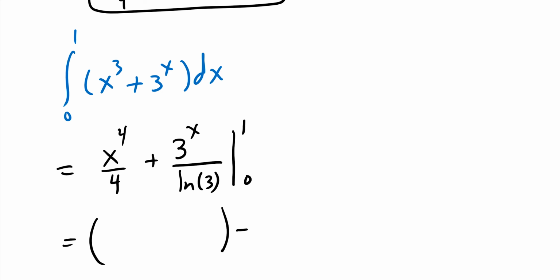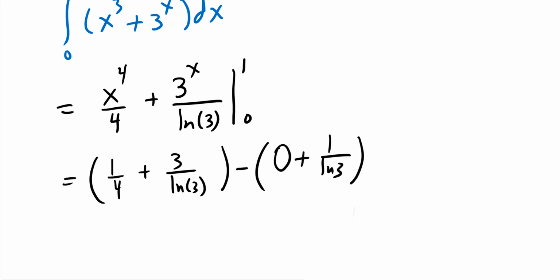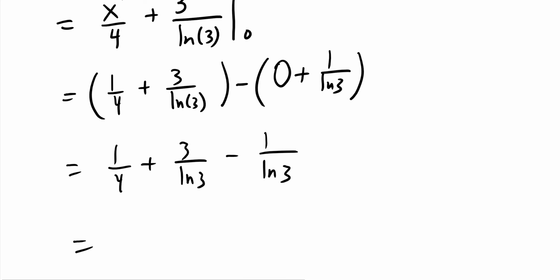Now you have something minus something. Substitute the 1 in. You get 1/4 plus 3 over ln of 3, minus, substitute the 0 in, 3 to the 0 is 1 over ln of 3. So what is left? 1/4 plus 3 over ln of 3 minus 1 over ln of 3. That gives us 1/4 plus 2 over ln of 3.